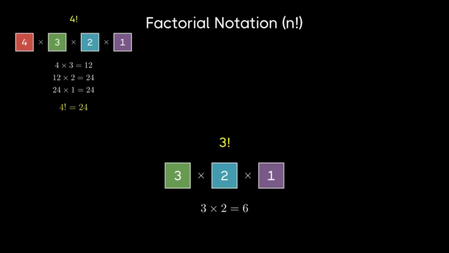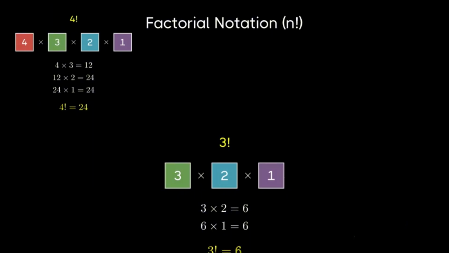This is similar to what we did before, but now we're starting with 3 instead of 4. Then we multiply 6 by 1, which still gives us 6. Again, multiplying by 1 is required by the definition, even though it doesn't change our numerical result. So 3 factorial equals 6.